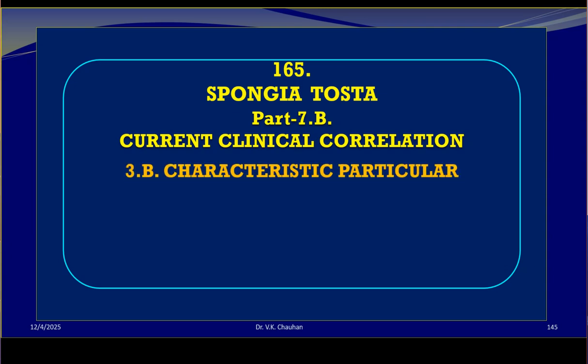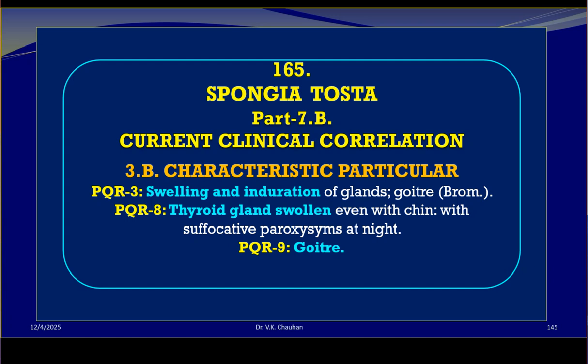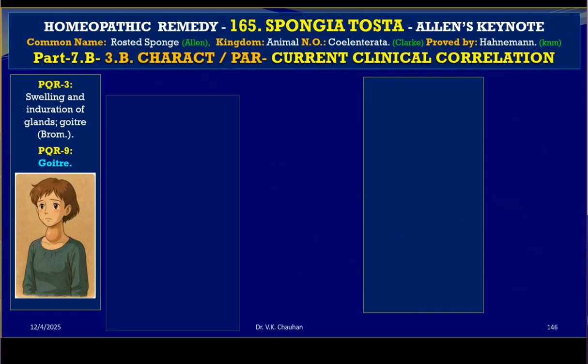So friends, let us go to the second characteristic symptom, which is PQR3, swelling and induration of glands, especially goiter, and PQR8, thyroid gland swollen, even with chin, with suffocative paroxysms at night, and PQR9 tells us only about goiter. So these three PQRs have a central idea, which is goiter or thyroid enlargement. So they need to be taken up all together. Here we find swelling and induration of the gland, goiter. We are dealing with PQR9.